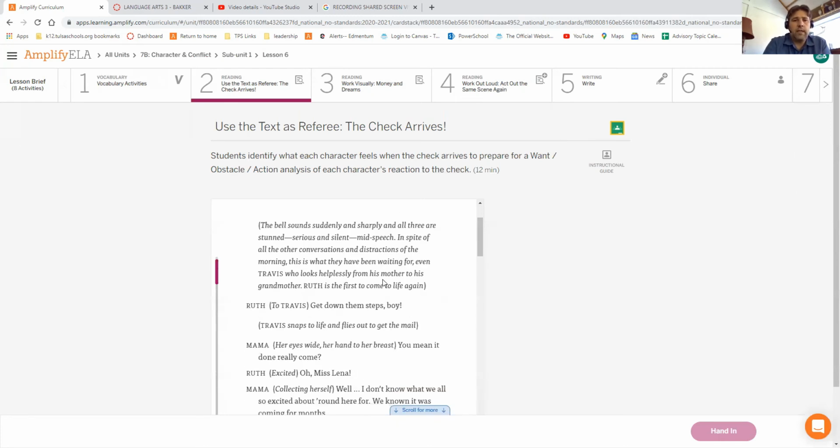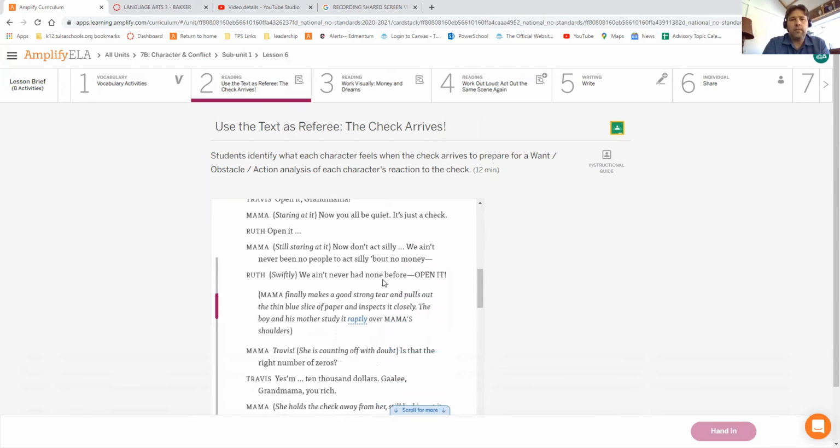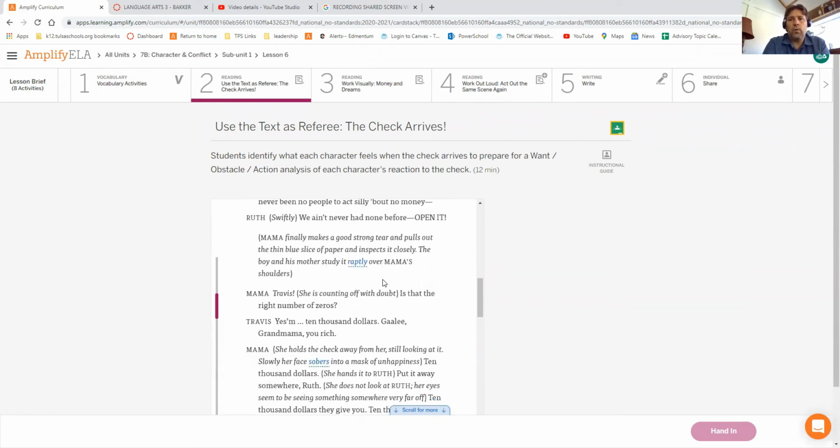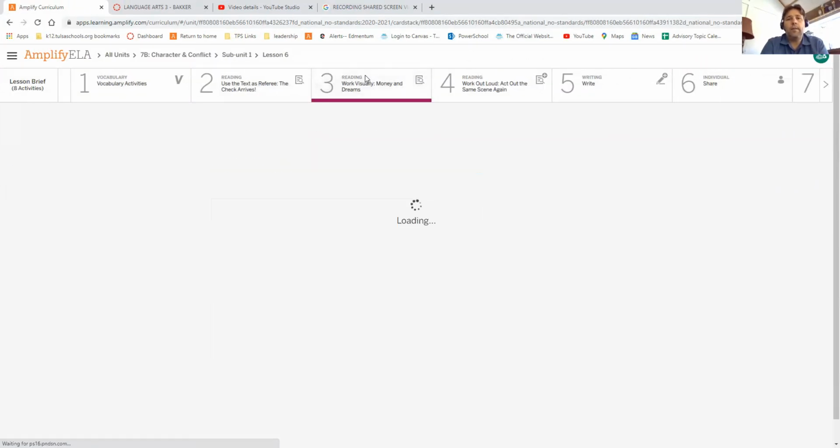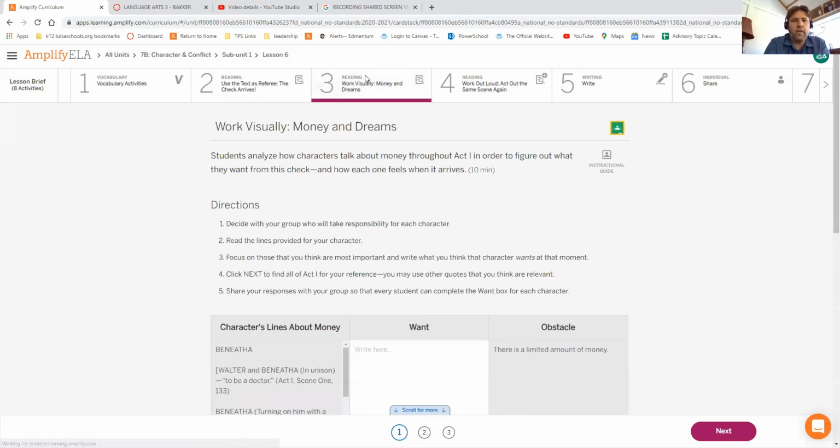So they send Travis down there. He goes and grabs the check, comes up, and here it is. They have it. They have the check. It's a real thing now, right? So now they have to figure out what to do. So let's go ahead and go to section 3 here. Okay, moving on to section 3.